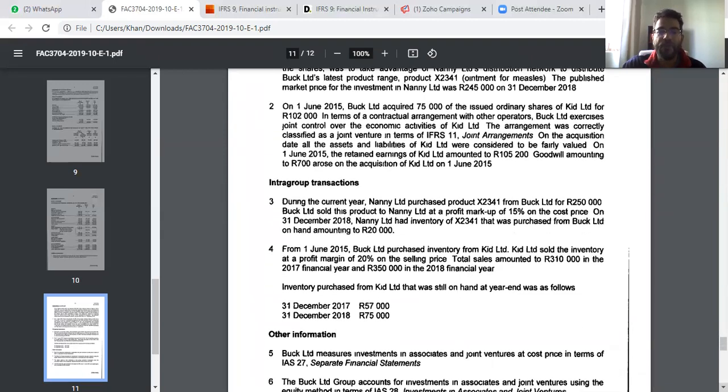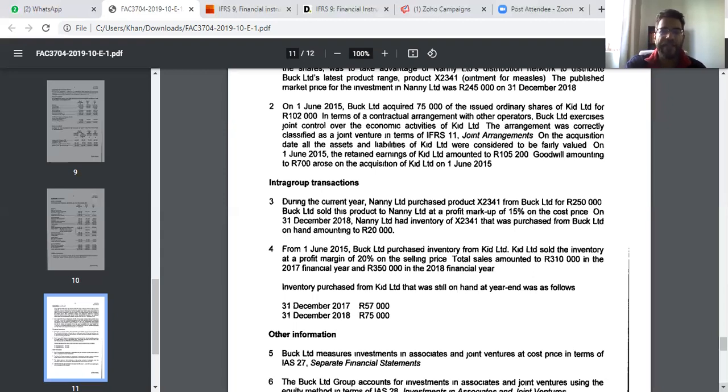We're going to deal with the intergroup transactions. But knowing what type of entity you have, what's the nature of the investment, that will dictate how we do the intergroup transactions. So let's have a look.